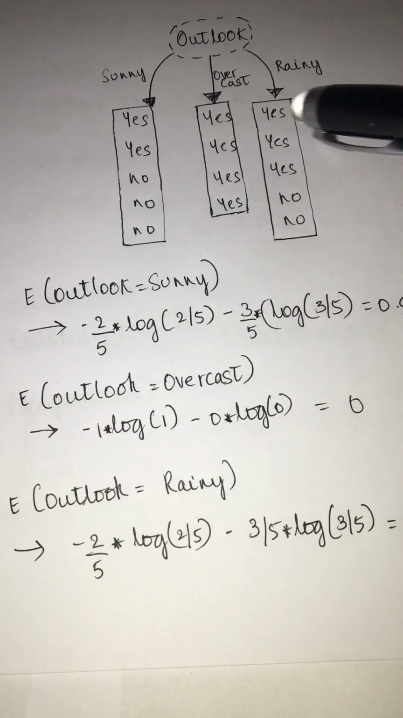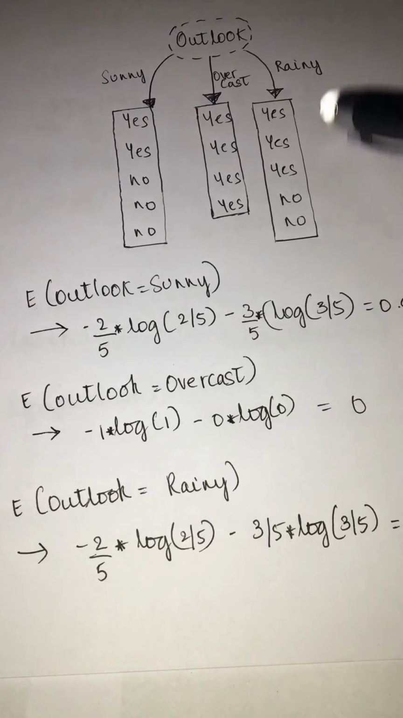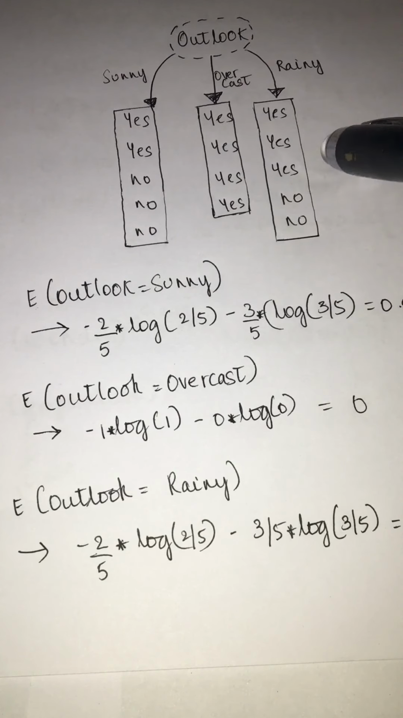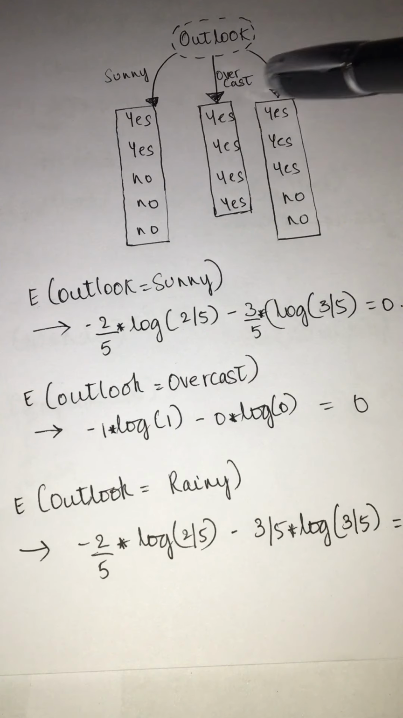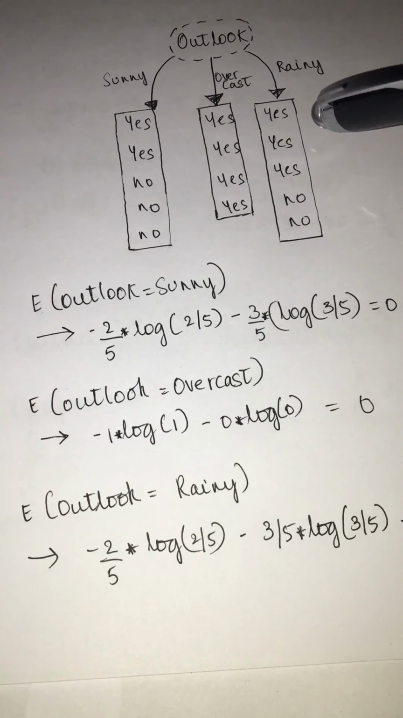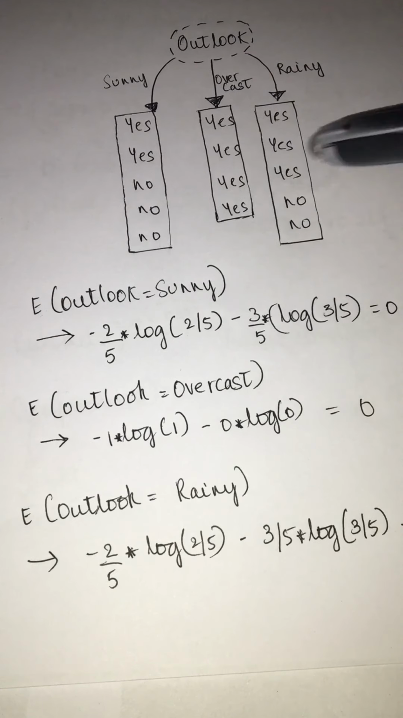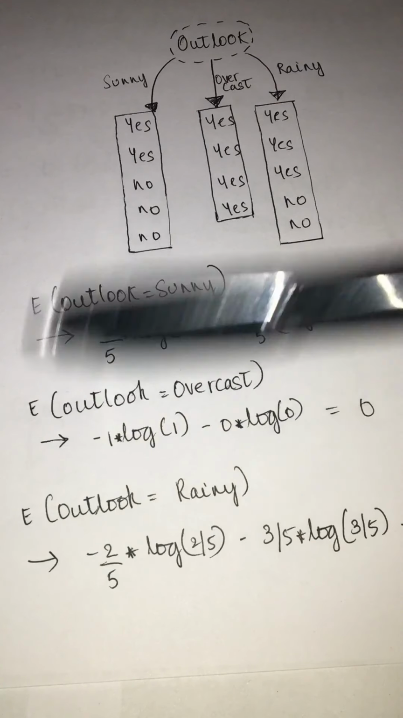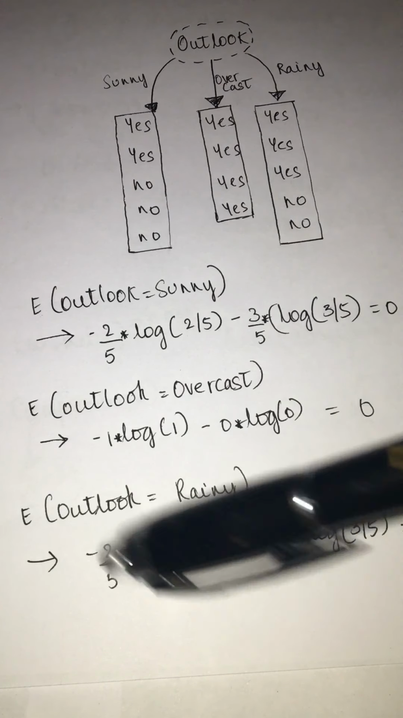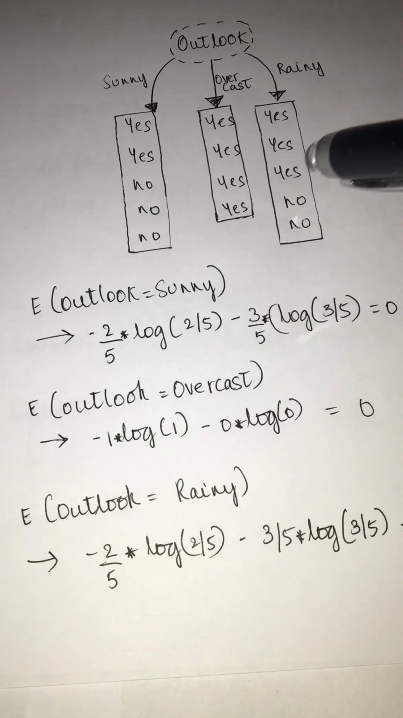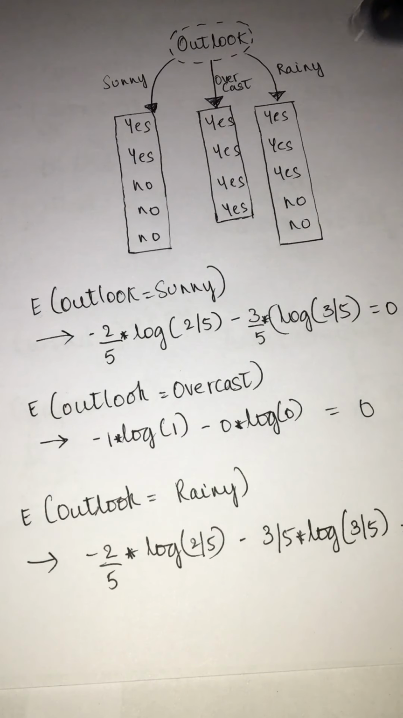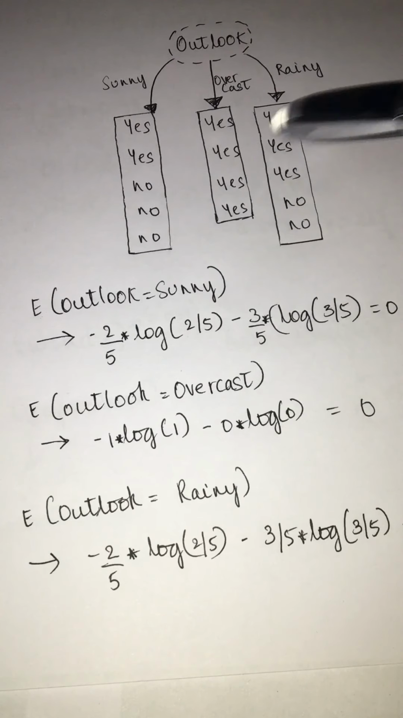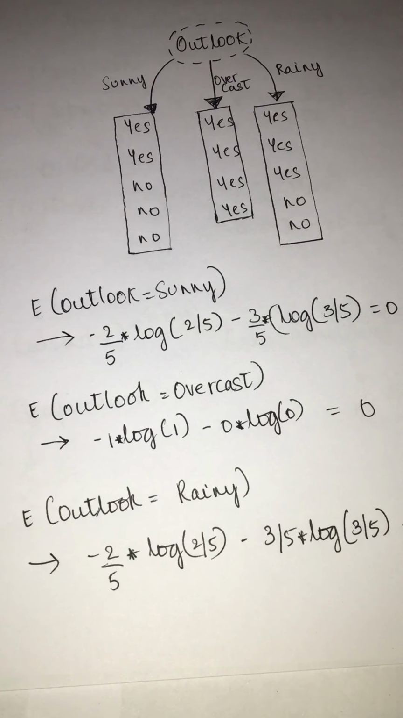2 by 5 is nothing but the count of rows where it is equal to yes, which is 2, divided by the total number of rows. Total number of rows is 5, right? So that is what is 2 by 5. 3 by 5 is the count of no, right? You have 3 no's, 1, 2, 3, that's why it's 3 by 5, right?